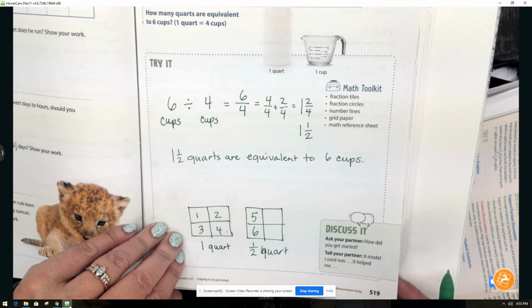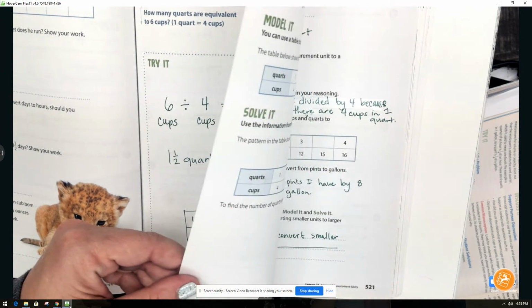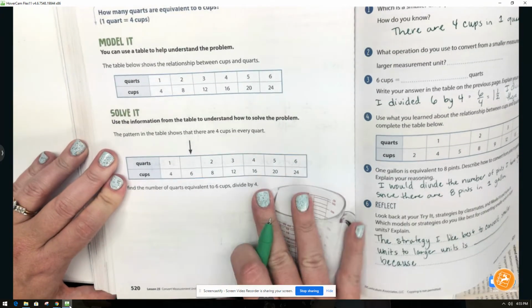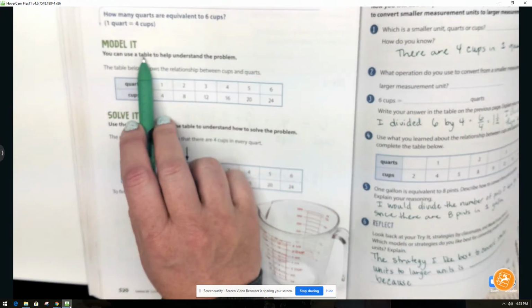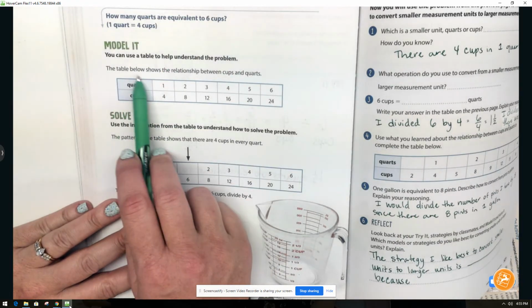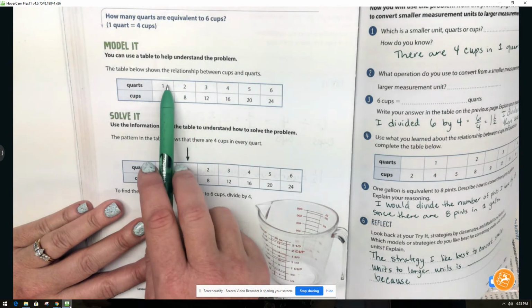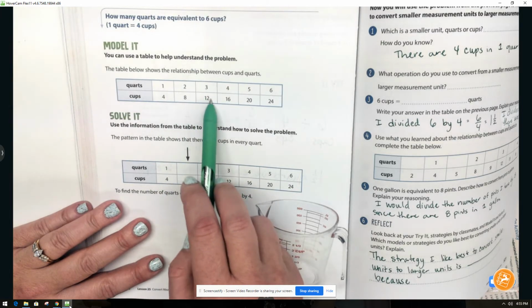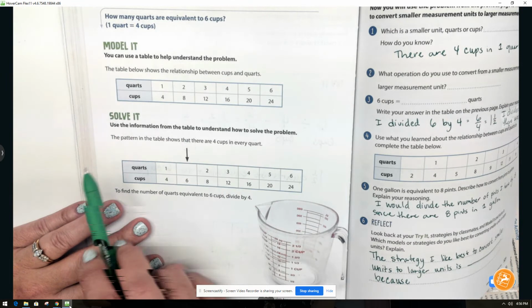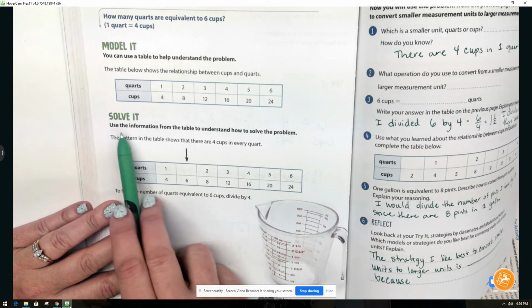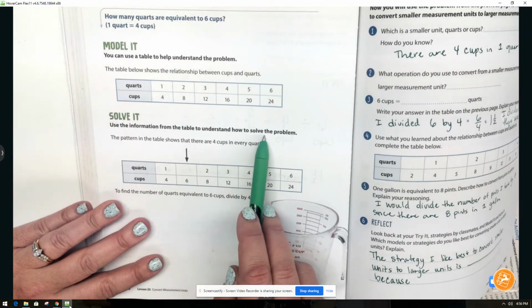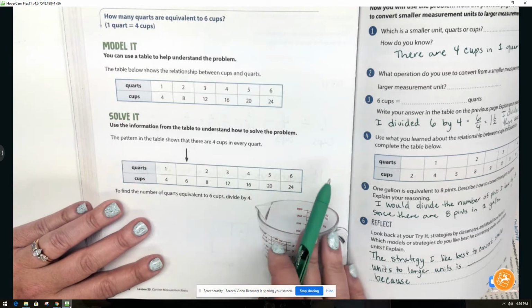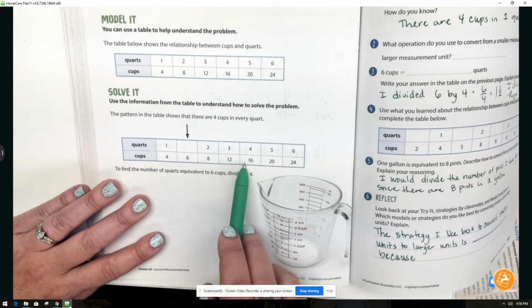All right, let's go to page 520. Okay, on page 520, we see that it says we can use a table to help us understand the problem. The table below shows the relationship between cups and quarts. So 1 quart is 4 cups, 2 quarts is 8 cups, 3 quarts is 12, and so on and so forth. Now, we could use the information from the table to understand how to solve the problem. The pattern in the table shows that there are 4 cups in every quart. So there are 4 cups in every quart.